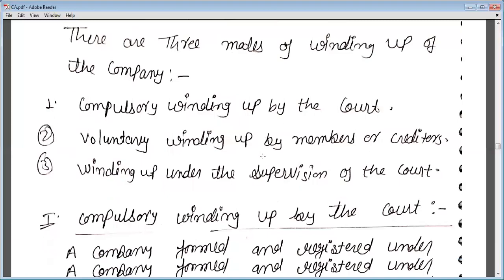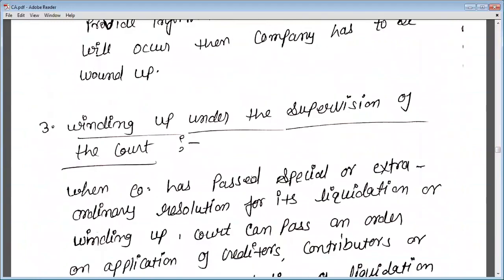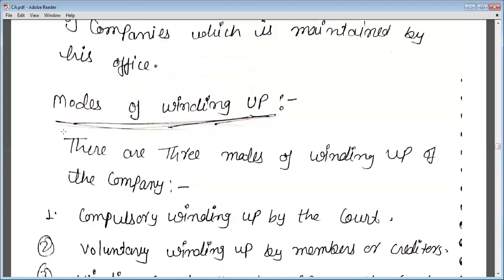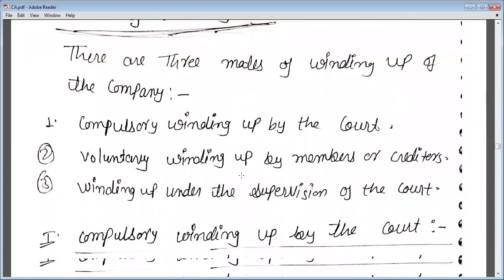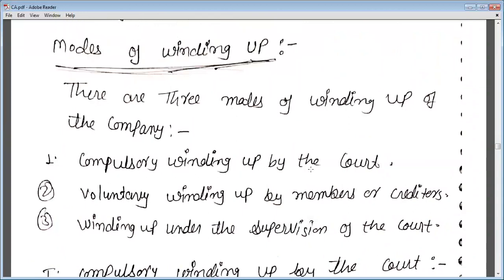Not the supervision. Here we mention, just a minute. You can say there are 3 modes. First mode, compulsory winding up by law, by any law. Wrongly written, kindly rectify this word. This is not for this, this is law. Compulsory winding up by any law. Okay. So there are three modes of winding up of the company. First, compulsory winding up by the law, any law. Second is voluntary winding up, and third is winding up under the supervision of the court.